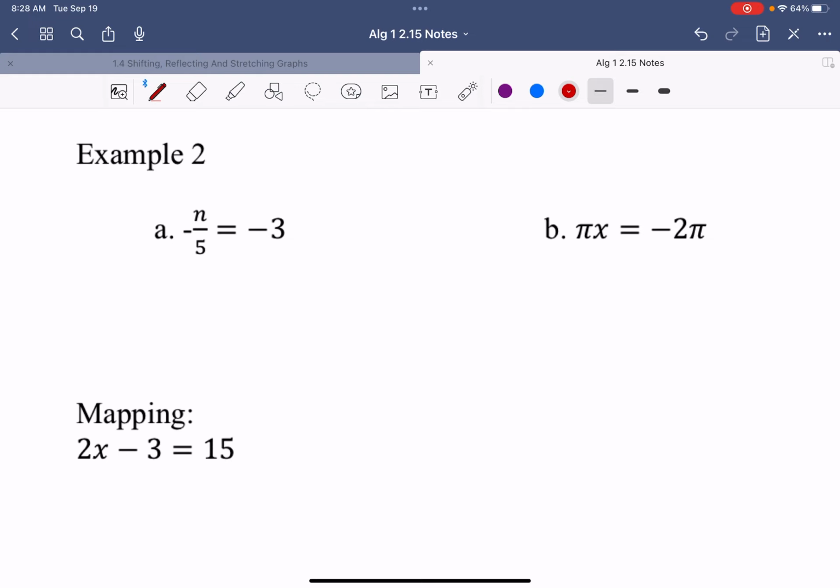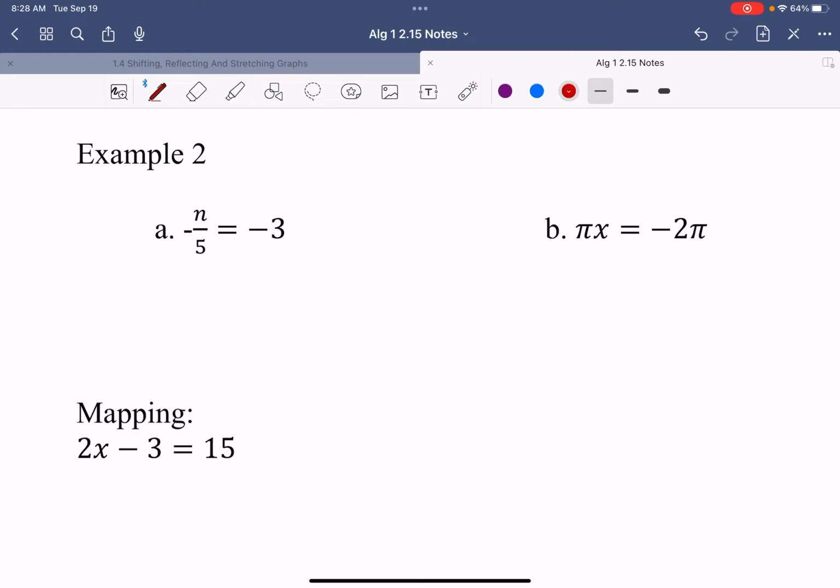Next, we've got some multiplies or divides. Don't let this first one freak you out. That is just a division. It is n divided by 5. Oh, we can't forget that negative. That negative has to apply to one or the other. This negative either has to be on the n or it has to be on the 5.